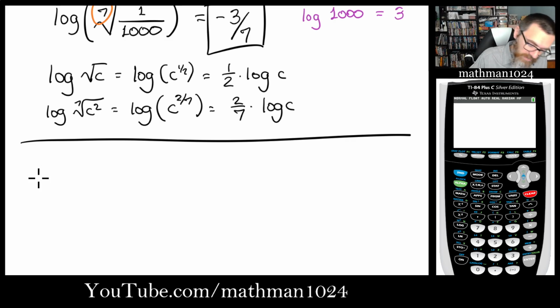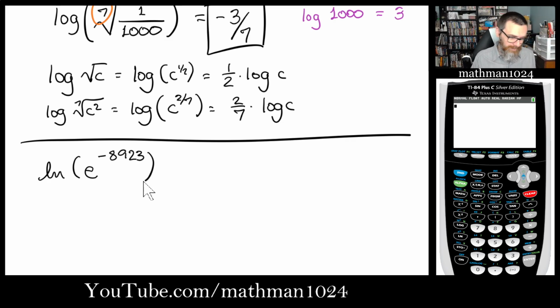All right. If I have the natural log of e to the -8,923rd power. Now, we could try to be all cool and type this into our calculator, right? But I think it might give us an issue. Now, I could be wrong, but let me see. If I do the natural log of, so if I want e in the power, I'm going to go second natural log -8,923.